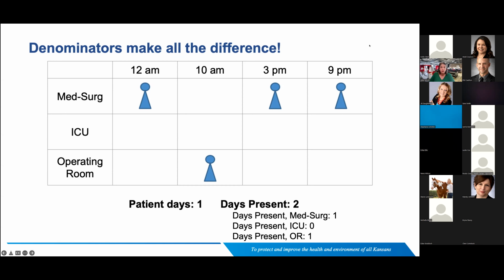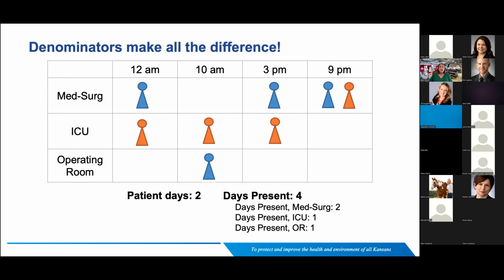You can see with our single little blue patient here, they're contributing a single patient day. However, if we're calculating days present as the denominator, this patient actually contributes a total of 2 days present: 1 day to the medical surgical unit and 1 day to the operating room where they were transferred and received, hopefully, perioperative prophylactic antibiotics. So this is an illustration of how a single patient can contribute multiple days present, even though they're only technically one person. Next slide.